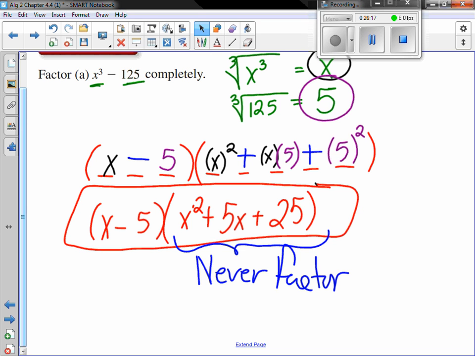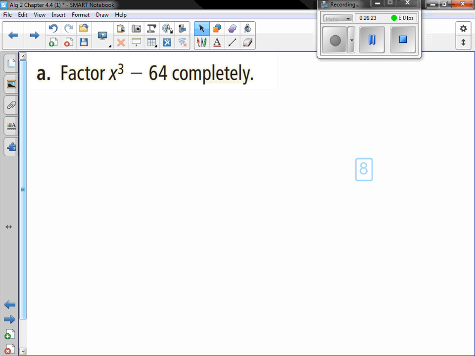Any questions on how we factored this here? Any questions on this here? Let's look at another one. X cubed minus 64. So this is the one below it on your note sheet. It's not to the right. We're going down one. X cubed minus 64.